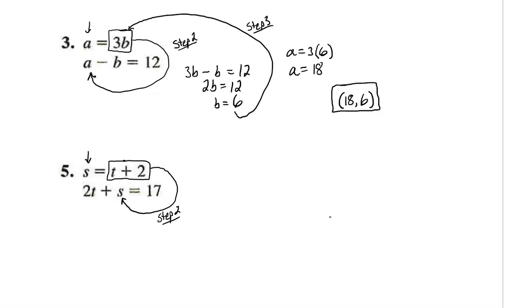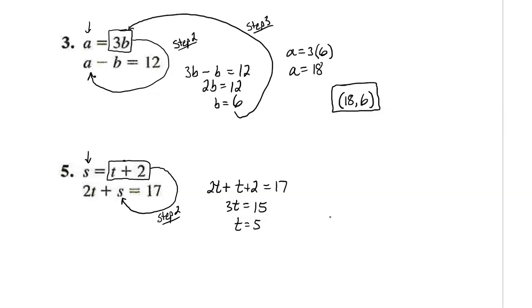Write down what's created. 2t plus, now what are you going to fill in for s? t plus 2. And that's equal to 17. And solve this. 2t plus t is 3t. Subtract 2 from both sides, creating 15. Therefore, t is equal to 5.